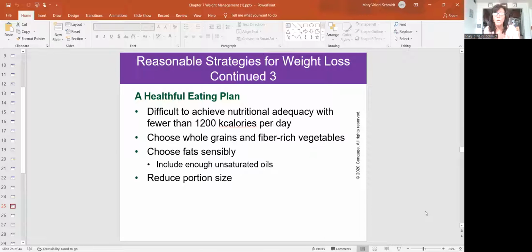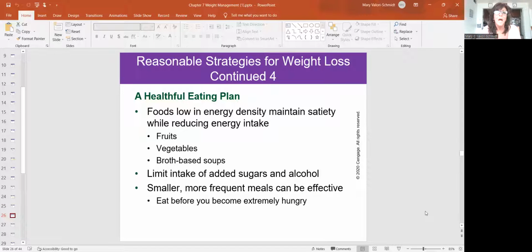When you're choosing carbs, choose whole grains, fiber-rich vegetables, and good fats, not the trans fats; unsaturated are the ones that you want. And portion size. You don't need a plate this big, right? Reasonable portion sizes. And foods that are low in energy density, in other words, calories, maintain satiety. In other words, you'll feel full, but they're reducing how many calories you're taking in.